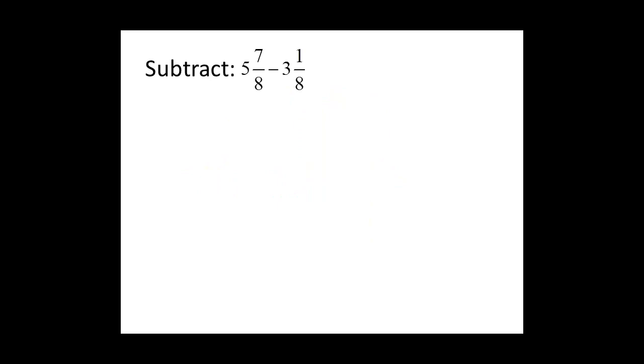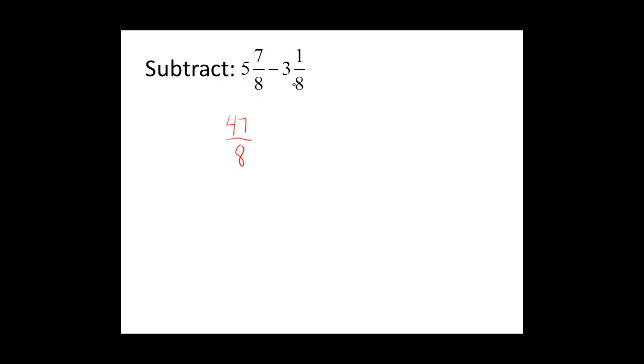Now we will do this problem using method 2. For method 2, we will change the mixed numbers to improper fractions first, then subtract. Then we can change the answer into a mixed number by dividing. Let's change this into an improper fraction. The whole number times the denominator plus the numerator. 5 times 8 is 40, plus 7 is 47 over 8.